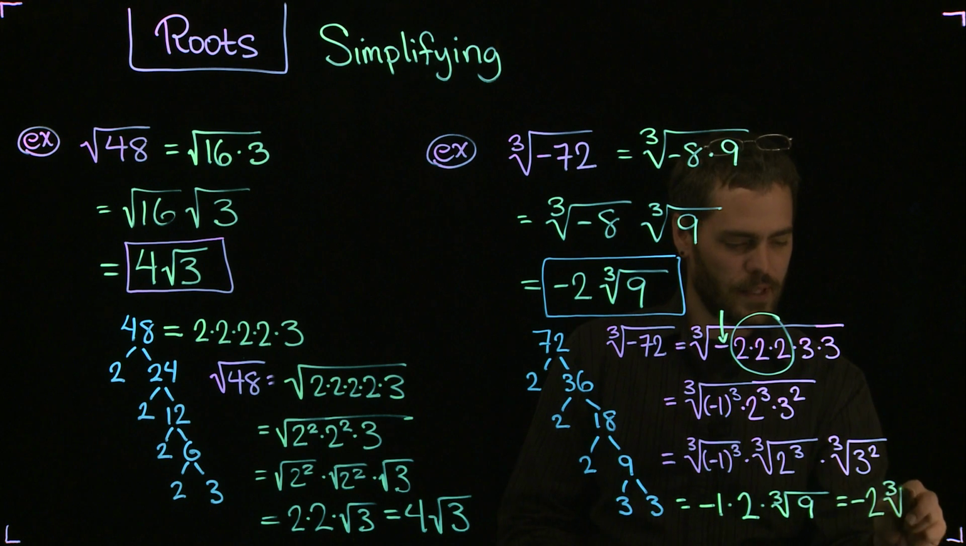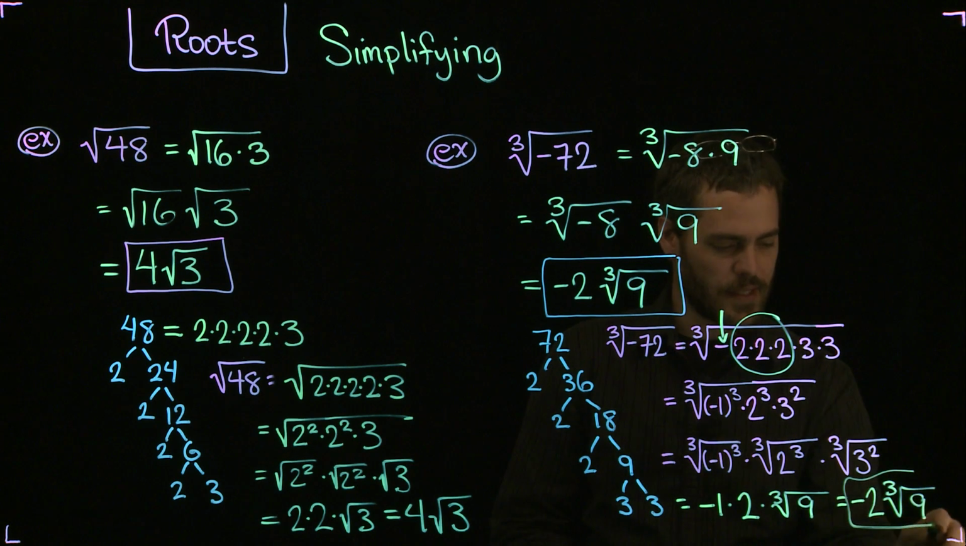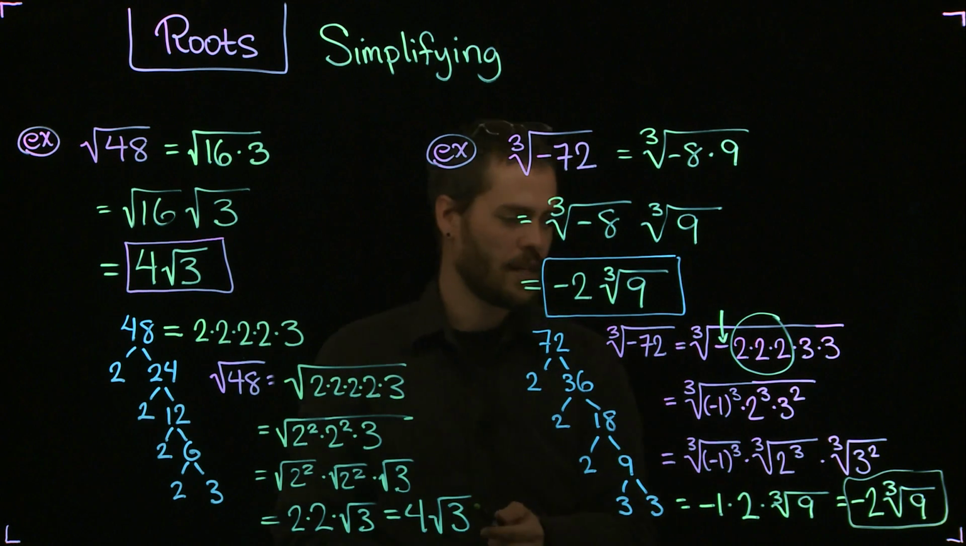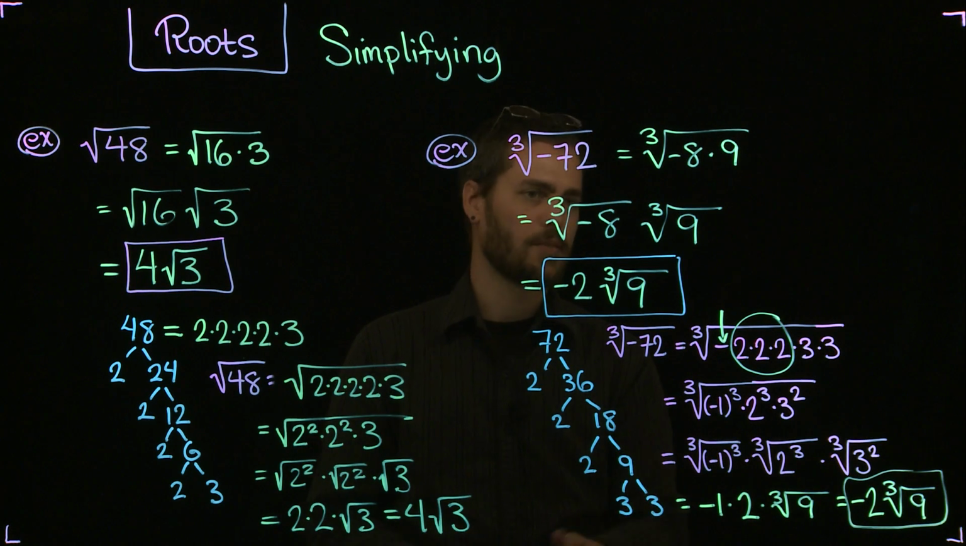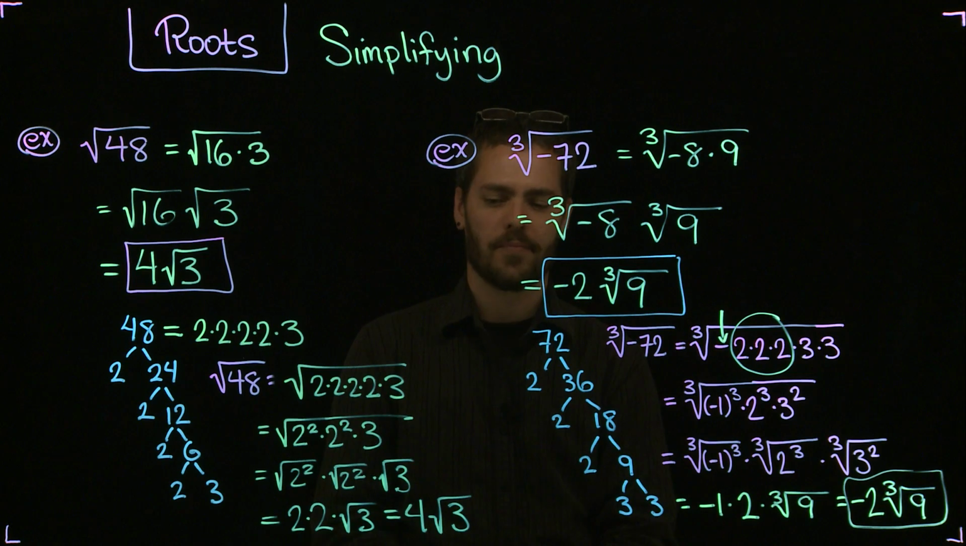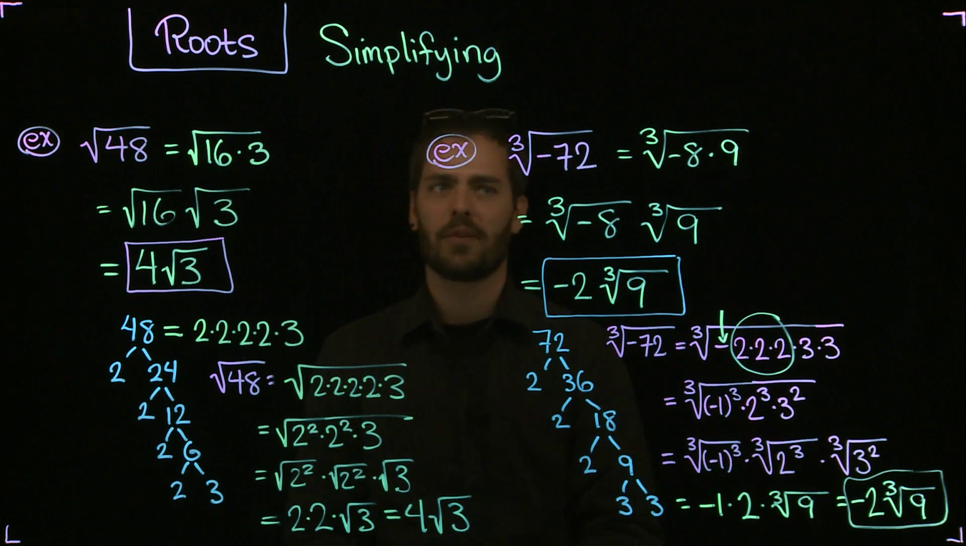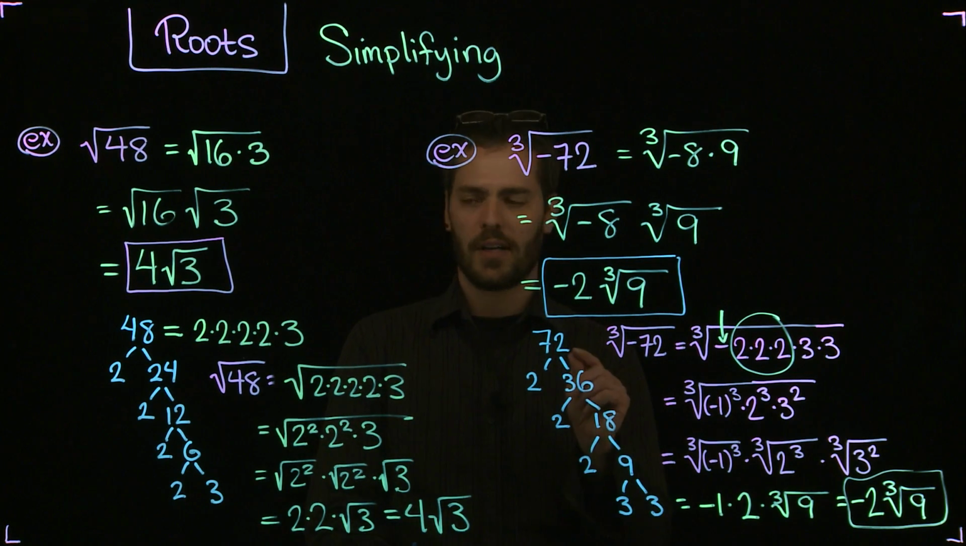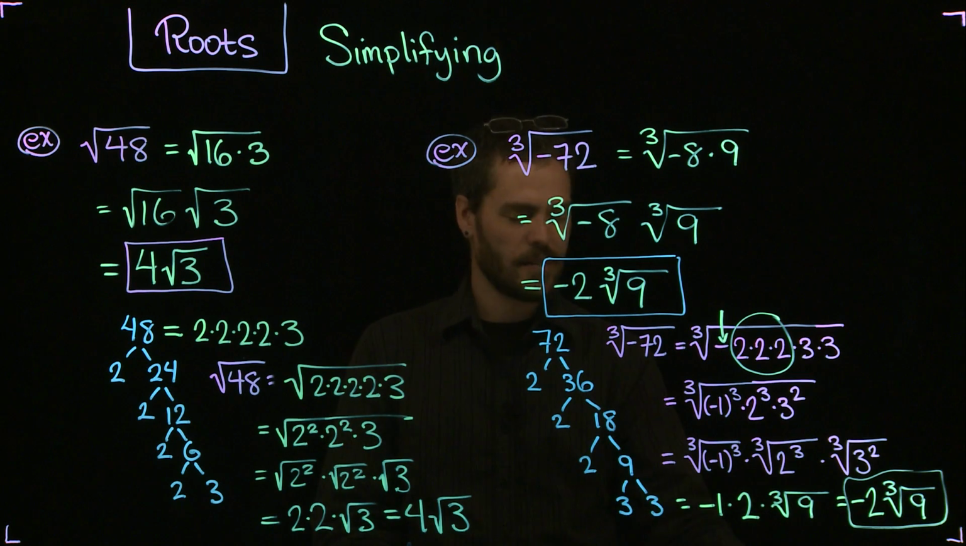And certainly it does take a little bit longer to get to this place if you take it all the way down to the prime factorization. But sometimes you have to. Sometimes it's just not obvious. So there are two more examples of simplifying roots. Let me move on to rationalizing in the next video.